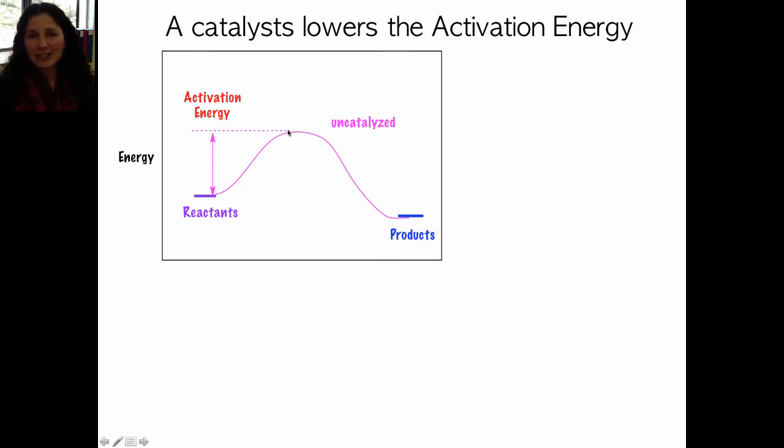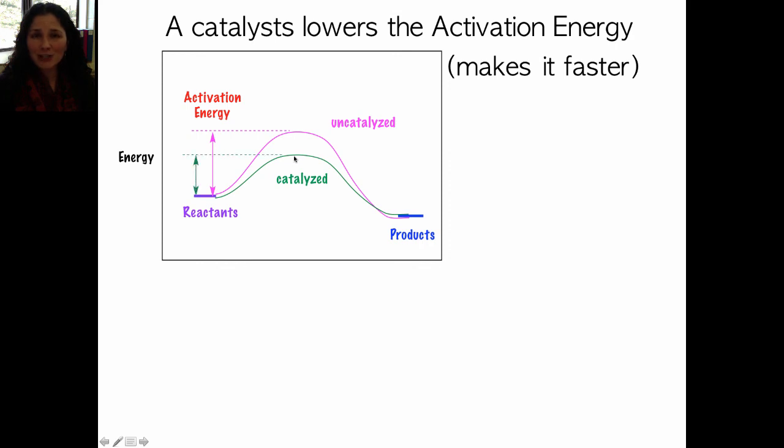Now, what a catalyst does is it lowers the energy of activation by dropping the energy of this transition state. So if I wanted to draw the catalyzed reaction, it might look something like this. It does not change the energy of the reactants or the products. It only drops the energy of this transition state, or the top of the hump, so that the activation energy is lowered. This makes the reaction faster because it's easier to get over the smaller hill than it is to get over the bigger hill. And so this green reaction profile would happen faster than the pink reaction profile.